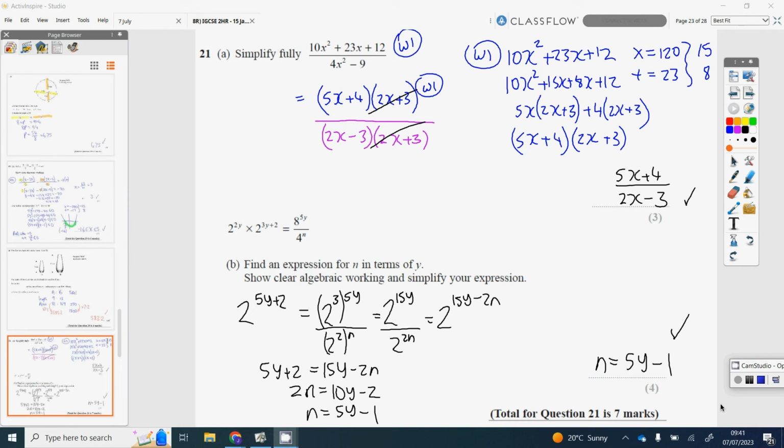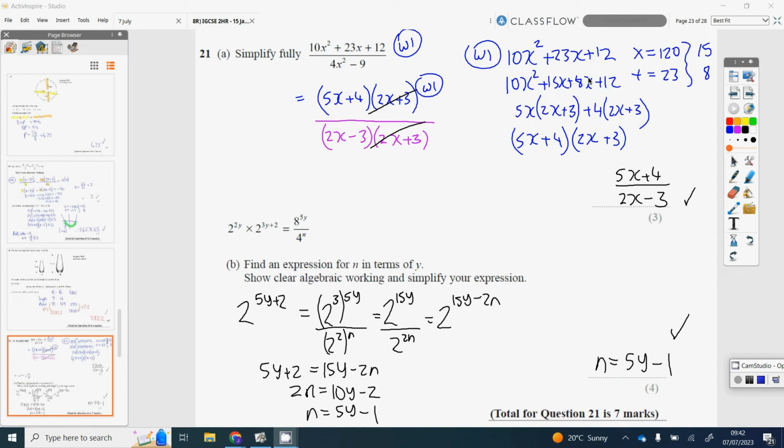Question 21, part A. So I need to factorise the numerator and the denominator. So I factorise the numerator over here on the right. So how do you factorise a quadratic where the coefficient of x squared is not 1? So step 1, what two magic numbers multiply to be the 10 times the 12, which is 120, but at the same time add to be the coefficient of x, which is 23? And that is 15 and 8.